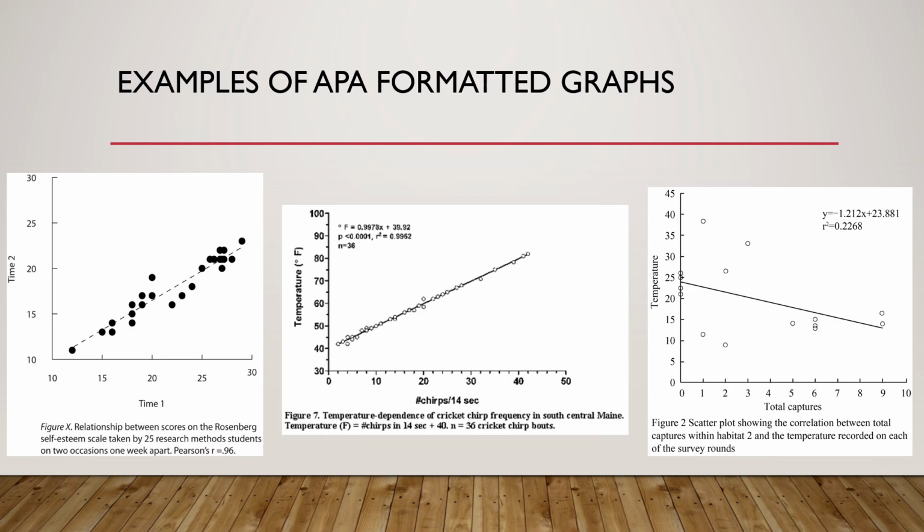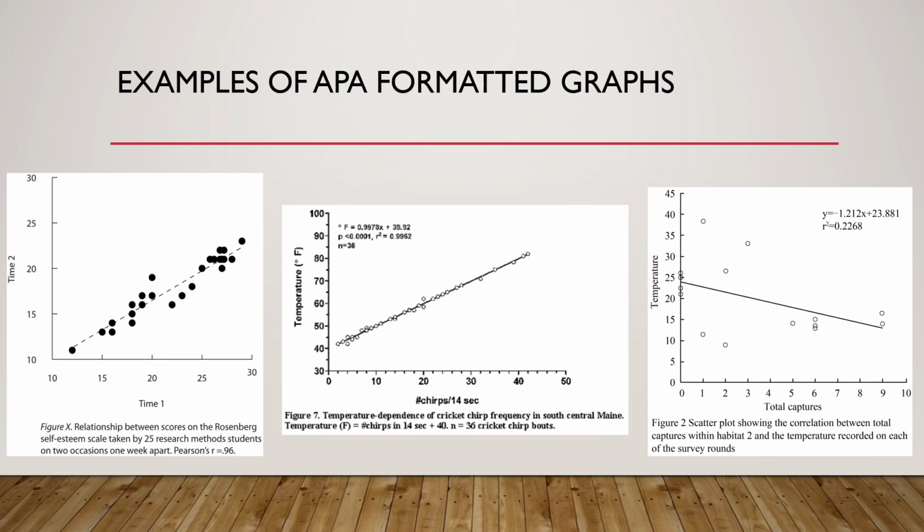The second example, figure 7, there we have the temperature dependence on chirp frequency in central Maine. And again, we have the x-axis of chirps every 14 seconds. There's some information there that we can pick up. And then you have the temperature. The regression equation is up in the corner, the p-value, as well as the r squared. So there's a lot of information there. It's included a slightly increased amount of data, but it's still hitting all of the points that you need.